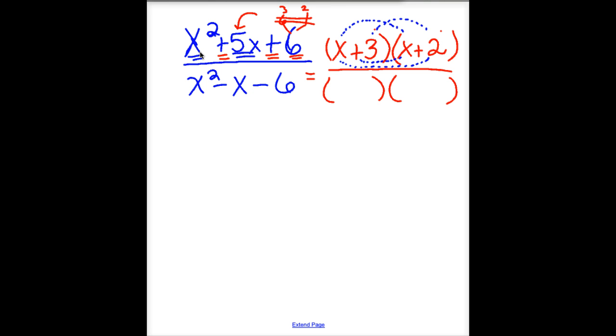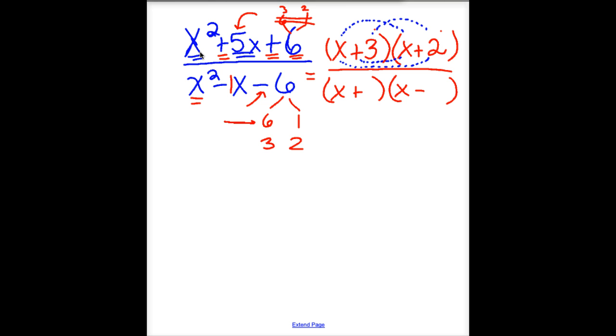Likewise, down on the bottom, we also need to lead in x and x because of this x squared here. Then I still go to this 6, and I have to make my decision. Do I use 6 and 1 or 3 and 2? Well, now what I know is one has to be positive and one has to be negative, because I'm multiplying to equal a negative 6. Well, at the same time, they have to add up to negative 1.